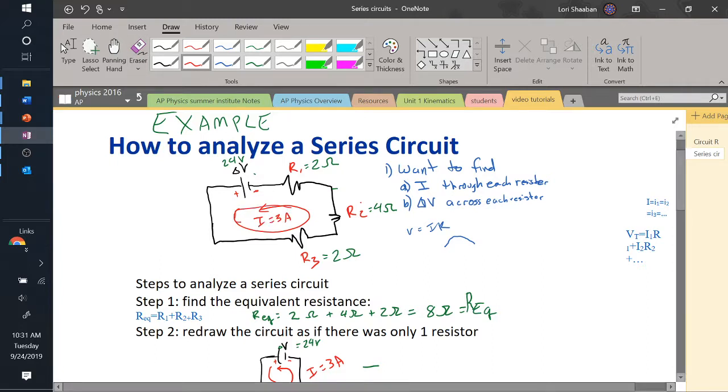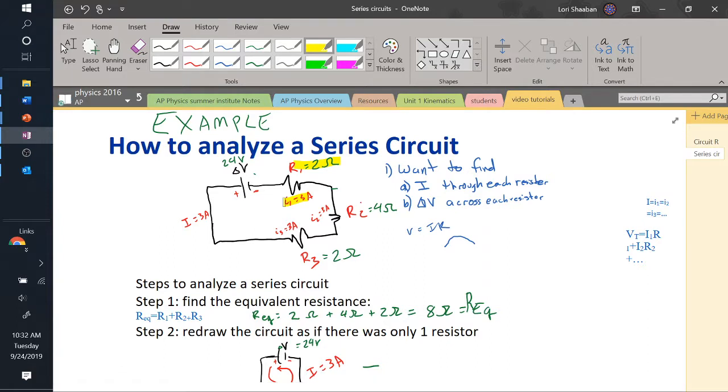Therefore, the current over here equals 3 amps. The current through I1 is equal to 3 amps. The current through I2 equals 3 amps. And the current through I3 equals 3 amps. So now we can find the voltage drop across each of them, so we can see how much energy they're using up.